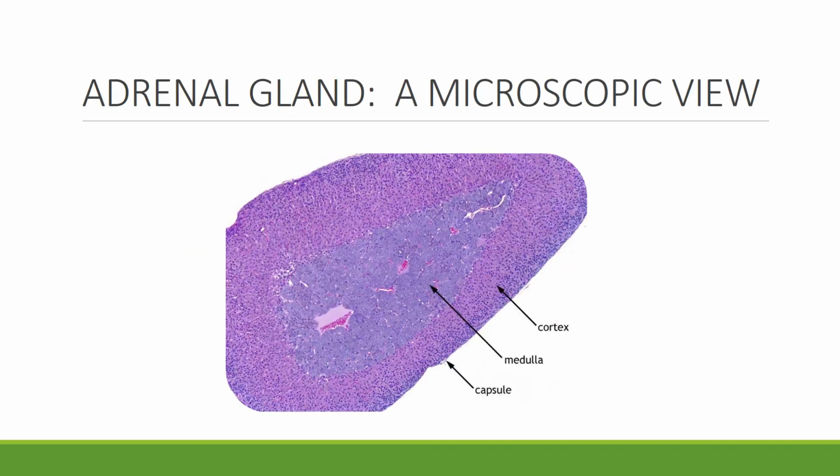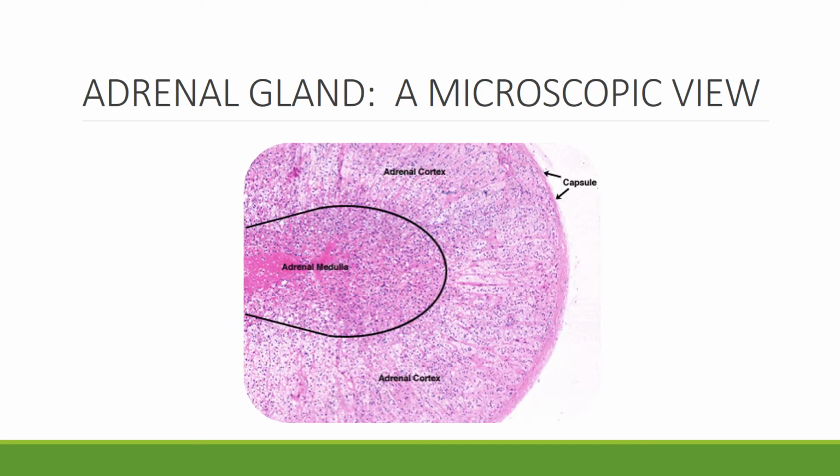This and the next slide are microscopic views of the adrenal gland. You'll notice the two glands in one, the cortex, the outer portion, and the medulla, the inner portion, and you can see how they look different from one another. Surrounding the adrenal gland is a capsule made of fibrous connective tissue. Here's another microscope slide showing the adrenal cortex, the outer portion, the adrenal medulla, the inner portion, and the fibrous connective tissue capsule surrounding the outside.